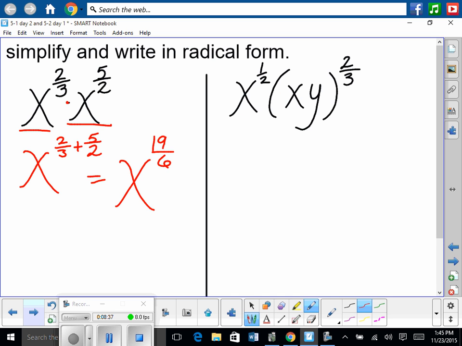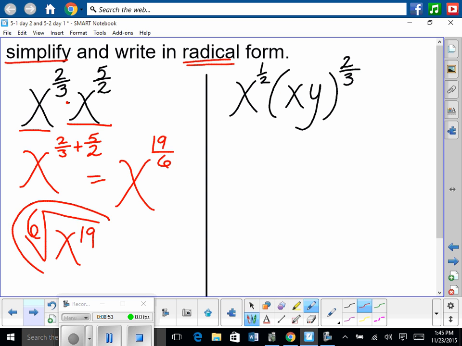That's our answer. But, so we've done the first part. We've simplified, but now we need to write it in radical form. So what root is this? What root? 6. A 6th root of x to the what power? 19. So this is the final answer. We took this apple and we turned it into applesauce. Remember, they're just different forms, but they're equal. Are we all okay with that?